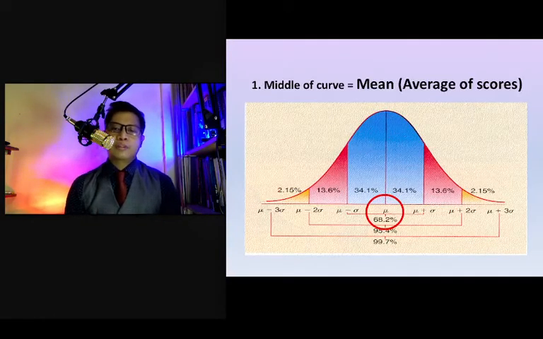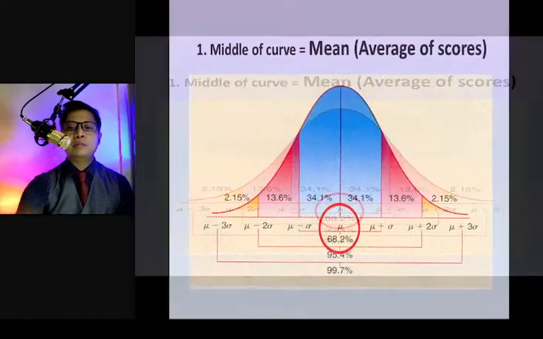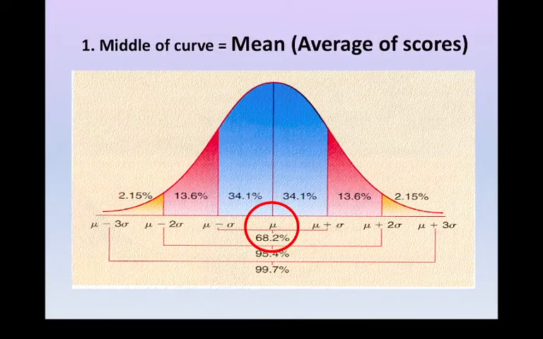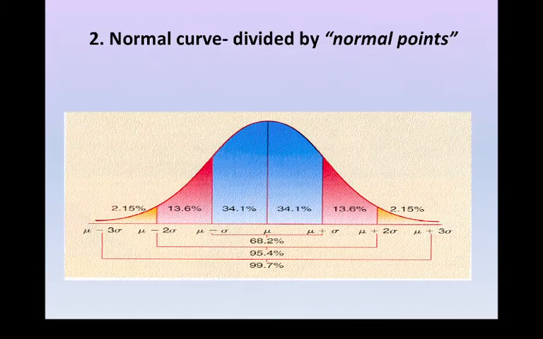Now, the first thing or the very important detail that you have to know about the normal curve, the middle of the normal curve is always the mean of the distribution. So imagine you have 40 scores, kunin mo yung average ng 40 scores na yon, and that will be on the middle of the curve. Let me repeat, the middle of the curve is always the mean of the scores in the population.